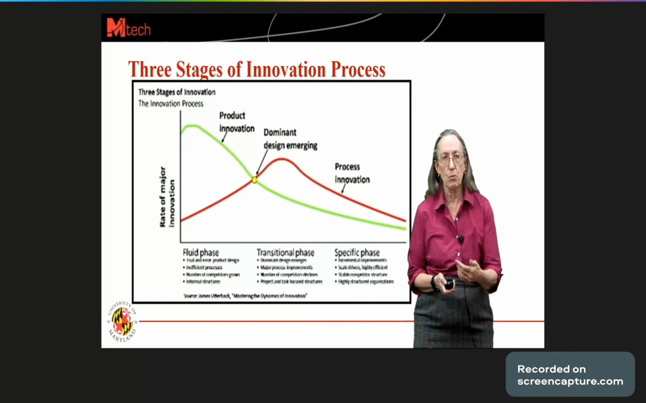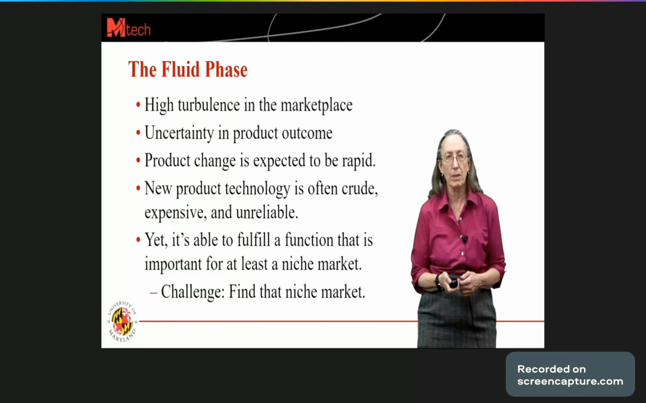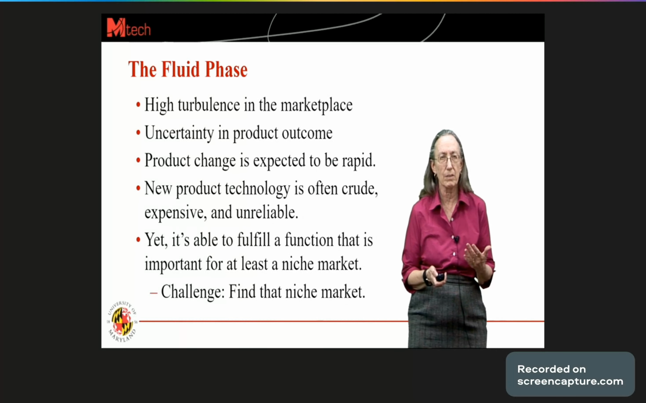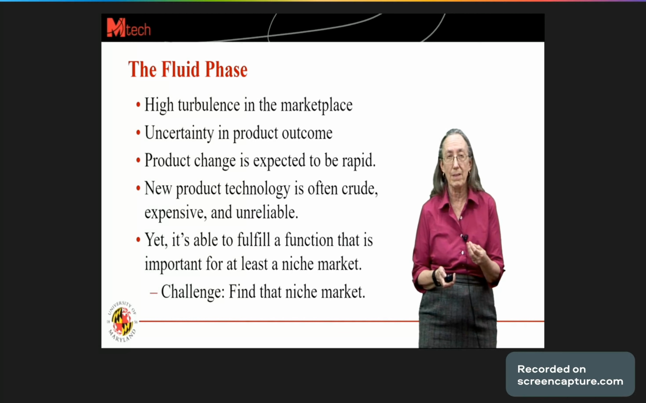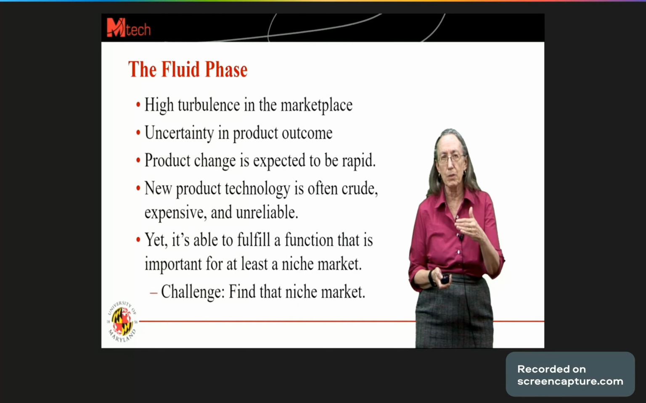innovation as it matures. So in the fluid phase, you see a highly turbulent marketplace with some level of uncertainty in product outcome. Product change is expected to be rapid. And here you see new product technology can often be crude, expensive, and unreliable, but nonetheless able to fulfill a function that's important for at least a niche market if you can figure out what that niche market is.